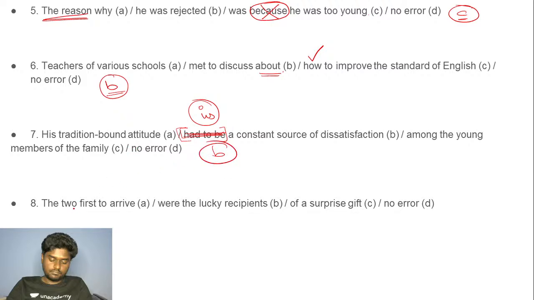And the eighth one, the two first to arrive were the lucky recipients of a surprise gift. So definitely the error is with option A, right? It should be like what? It's not the two first, the first two. The first two to arrive were the lucky recipients of a surprise gift. That's it. So the error is with option A.